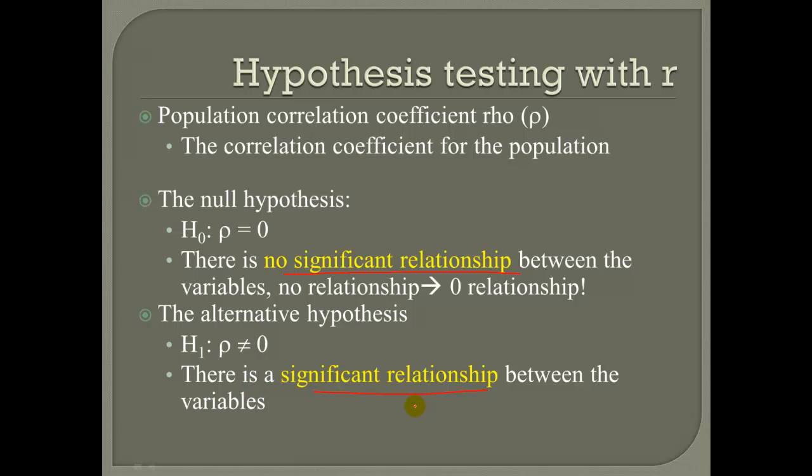Obviously, this is a two-tailed test. You could also do it one-tailed. For example, if you're predicting a positive relationship between two variables, you'd still say no significant relationship, but your alternative would be that there is a significant positive relationship between the two variables. But that's pretty straightforward. The big difference from what we've seen before is that we're saying there's no statistically significant relationship rather than difference.